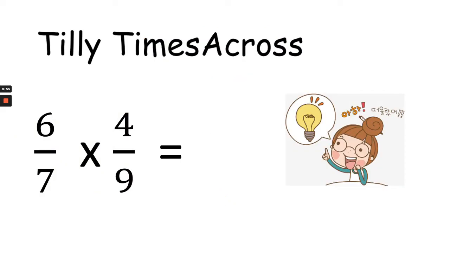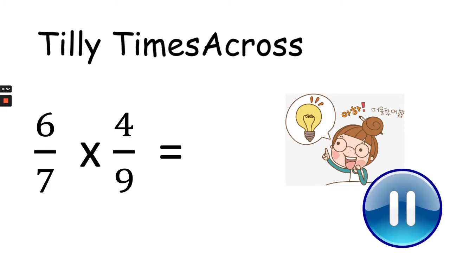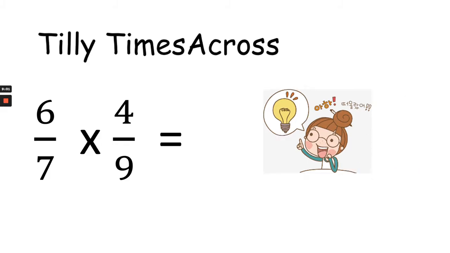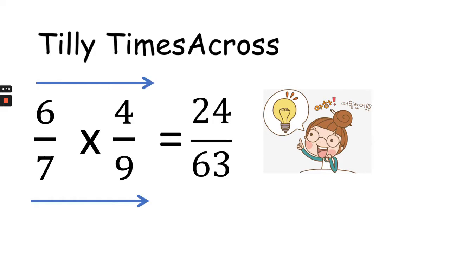All right, time for Tilly times across. Pause your video and multiply these fractions. All right, let's see how we're getting on. Tilly knows that she can just multiply across to times these fractions, multiplying the numerators together and then multiplying the denominators together. Tilly's going to times across. 6 times 4, and then 7 times 9, to give us 24 63rds.